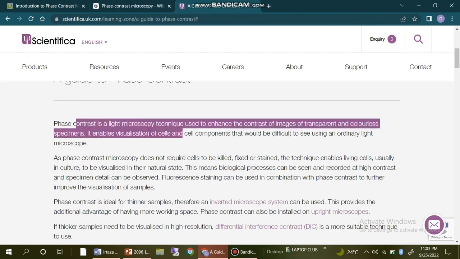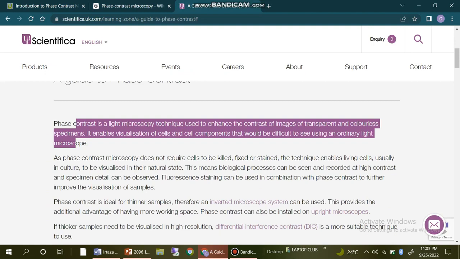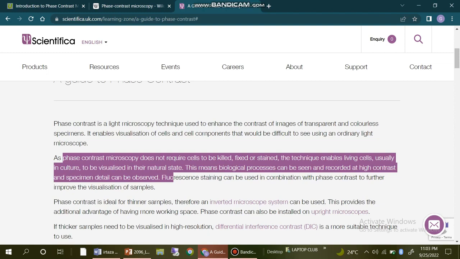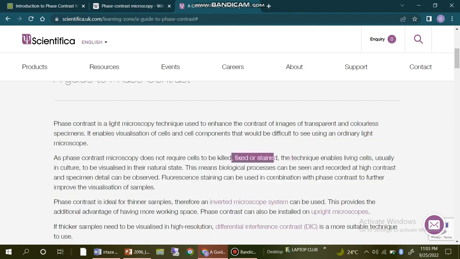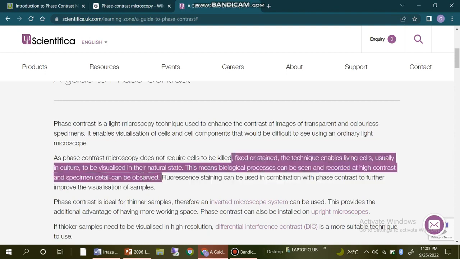Phase contrast is a light microscope technique used to enhance the contrast of images of transparent and colorless specimens. It enables visualization of cells and cell components that would be difficult to see using an ordinary light microscope. As phase contrast microscopy does not require cells to be killed, fixed or stained, the technique enables living cells, usually in culture, and specimen detail to be observed.